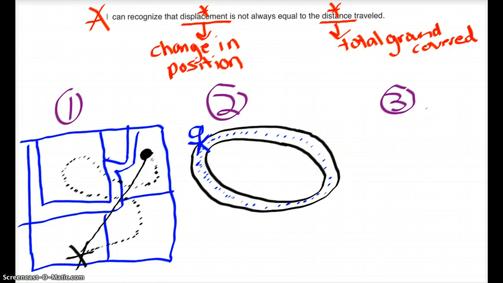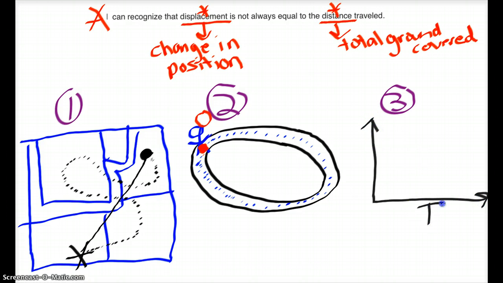However, in this case, your displacement is actually 0 because you did not change position. You started here, you went all the way around, and you ended up at the same reference point. So your displacement here is 0, but your distance is this blue dotted line. It's the ground that you covered. Okay, let's take a look maybe at one more example, maybe on a position versus time graph.